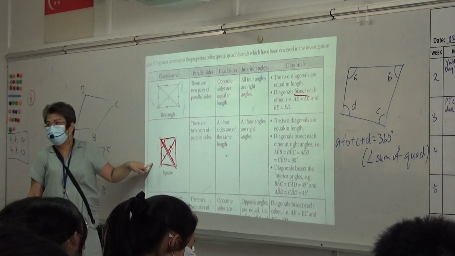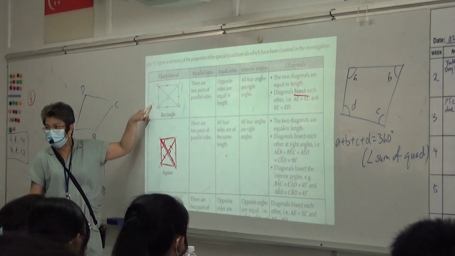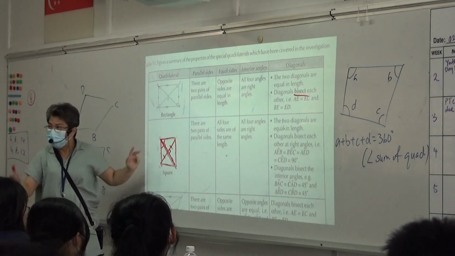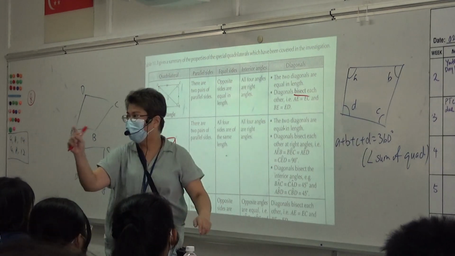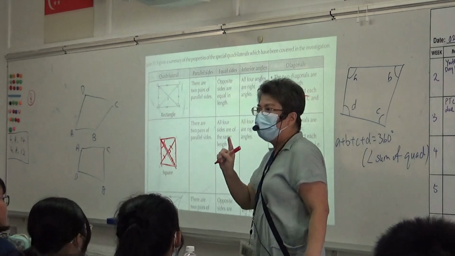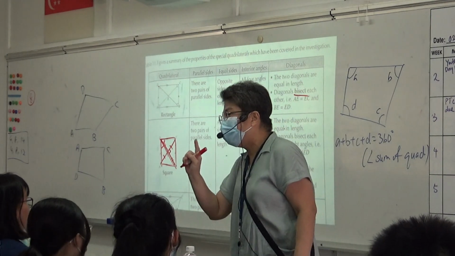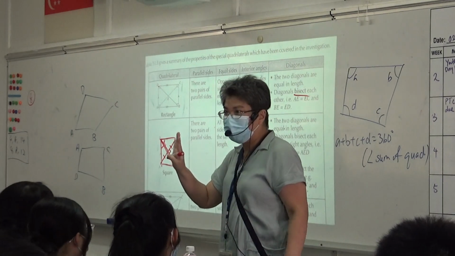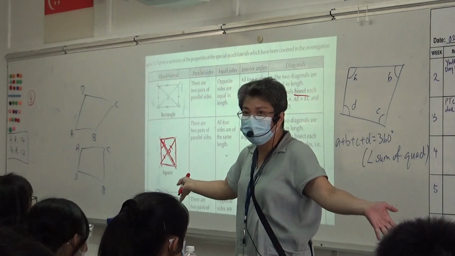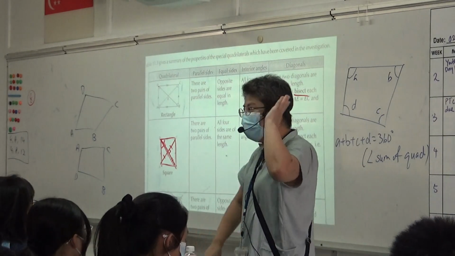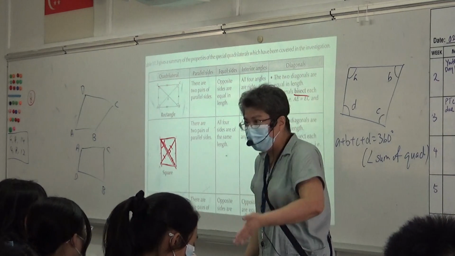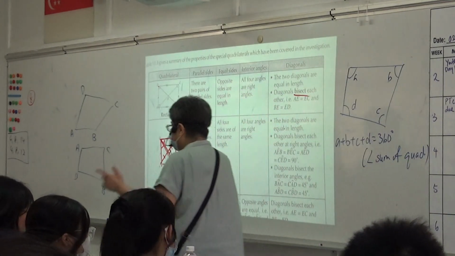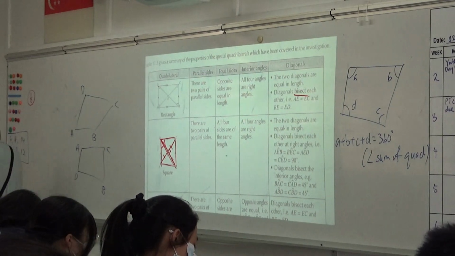A square is actually a rectangle. Alright? But is a rectangle a square? No. Why no? For it to be a square, you must have four equal sides. You understand? For a rectangle, they did not say the four sides cannot be equal, right? So a rectangle is not a square, but a square is a rectangle.